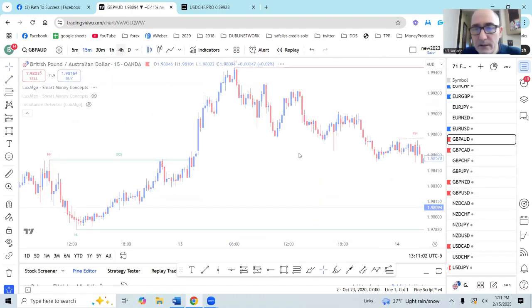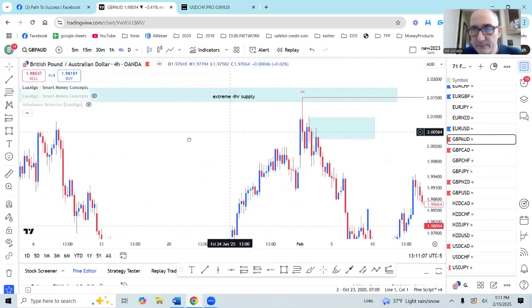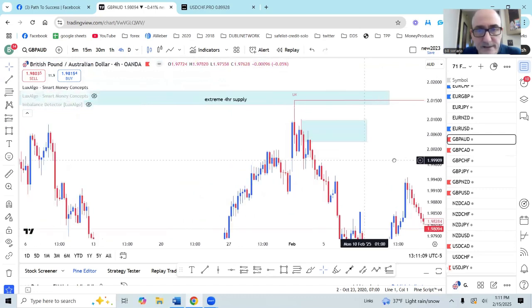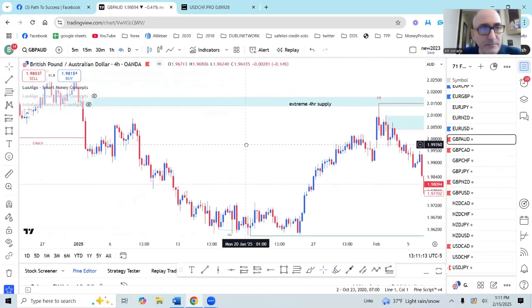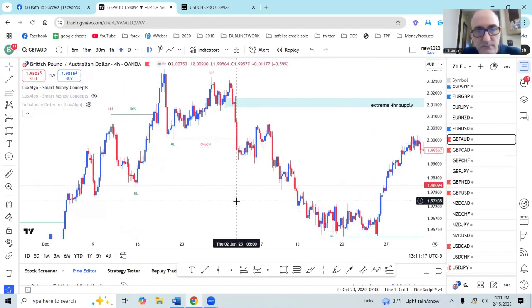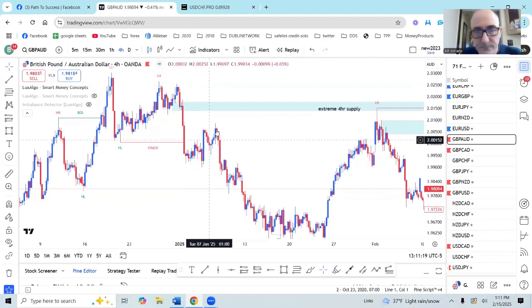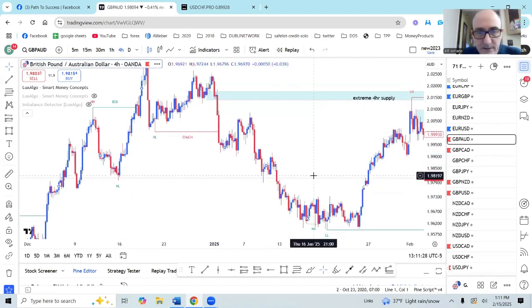Let's see here. But on the 4-hour time frame, we talked about the extreme zones a little bit here, right? And so right here we see in GBP AUD, the structure was down, right? The bias, this last change of character here. To me, this wasn't really a change of character. The change of character would have been down here.